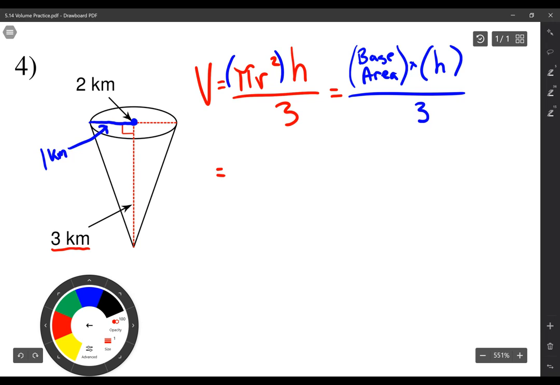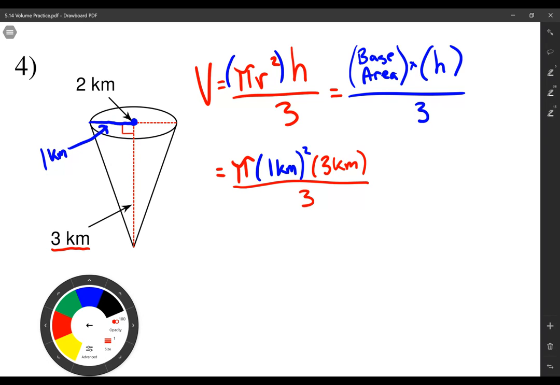So the first thing is pi, and we're going to multiply that by our radius of 1 to the second power. And I'm going to fill in here, 1 kilometer squared. And then that h is going to be our height, which is 3 kilometers. So we're going to multiply that by 3 kilometers, and then divide everything by 3.